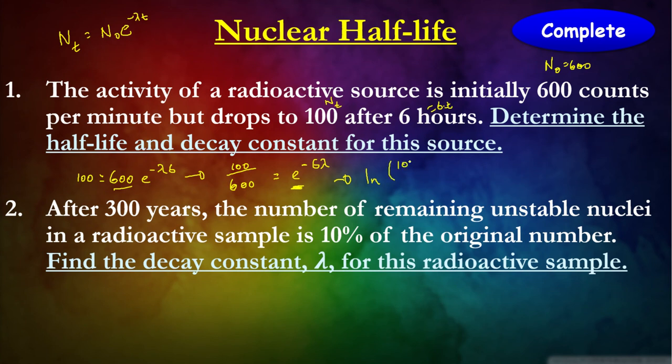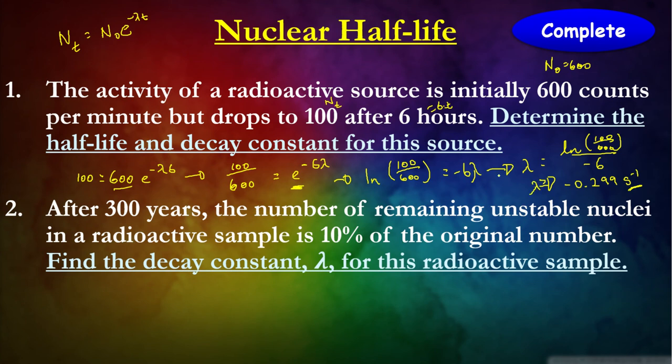So ln(100/600) equals negative 6 lambda. And then to finish ourselves off, lambda would be the log of 100 over 600 divided by negative 6. And that will give us an answer, which will be negative 0.299 per second. Okay, so that's our decay constant there.